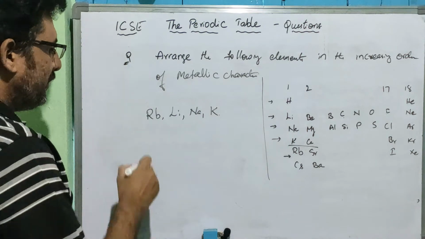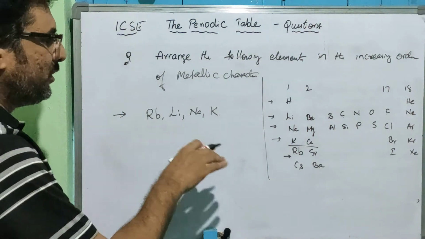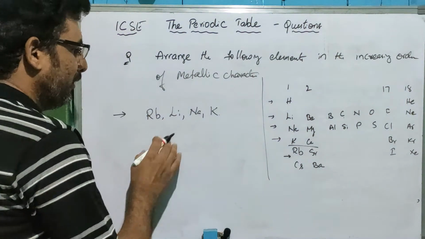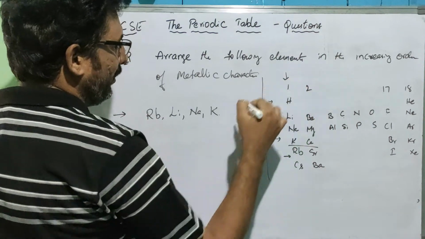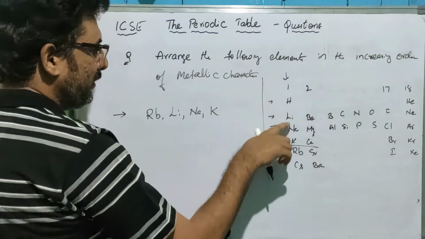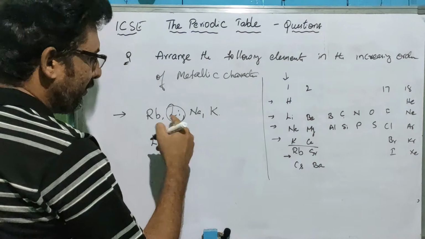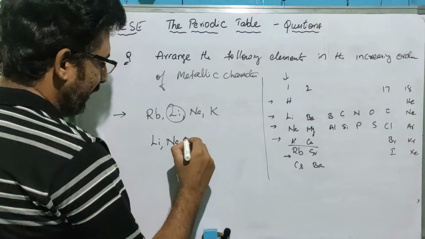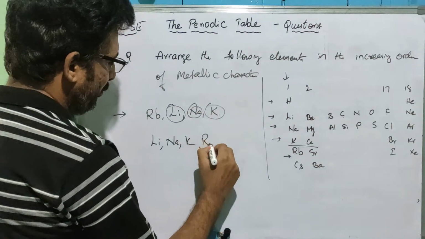So now, first of all, you have to identify which group they belong to or which period they belong to. We know that they all are metals and they belong to group 1. So you're going to put them in the same order as per this group. First comes lithium, after lithium it will be sodium, and after sodium it is potassium, and finally it is rubidium.